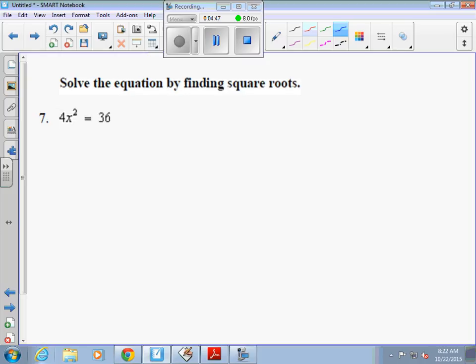Number 7 says to solve by finding square roots. 4x squared is equal to 36. Remember, you work your order of operations backwards. We want to get x by itself. So before you undo x squared, you have to undo 4 times x squared. Divide by 4, do the same here. x squared is equal to 9. Undo squaring something by taking the square root of it. You do it there, do it here. The square root of 9 is both positive and negative 3.